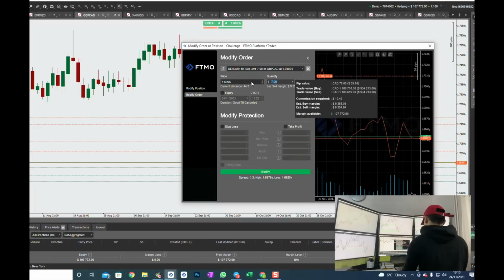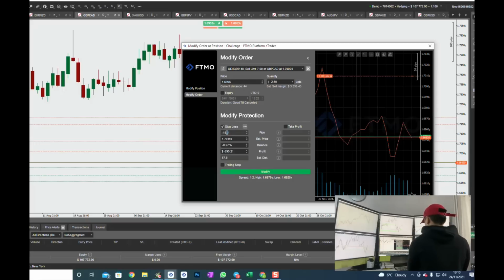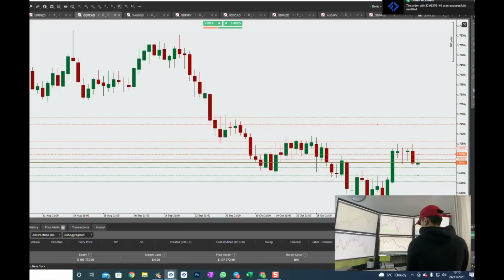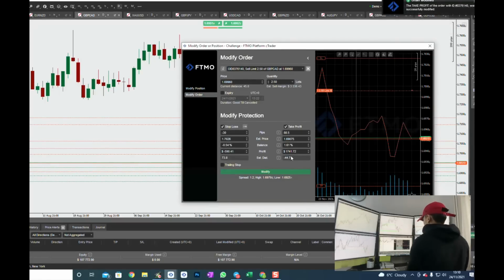6,916.25, just do a 30 pip stop loss, and that should be fine. And then we'll just hold it to the buy sort of area. So this is what I'll be looking at.